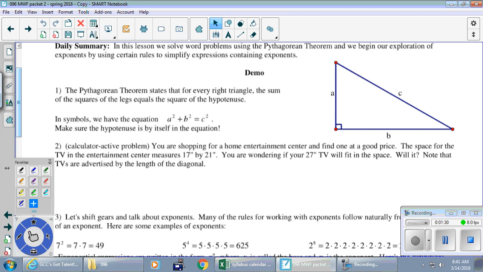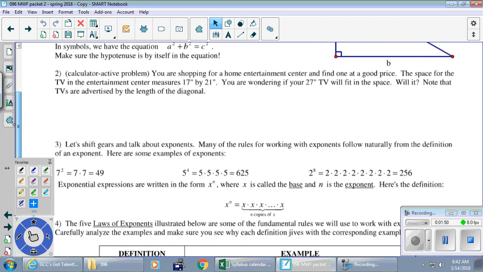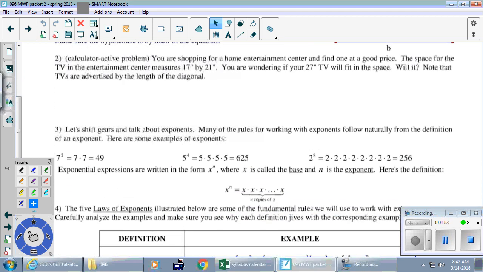You can see a right triangle there. 2 of the sides are called A and B. Those are the shorter sides, and those are called the legs of the right triangle. The longest side is labeled C. That's the hypotenuse of the right triangle. The important thing is when you use the equation A squared plus B squared equals C squared, you put that long side by itself in the equation. So let's see if we can solve a problem using that Pythagorean theorem.